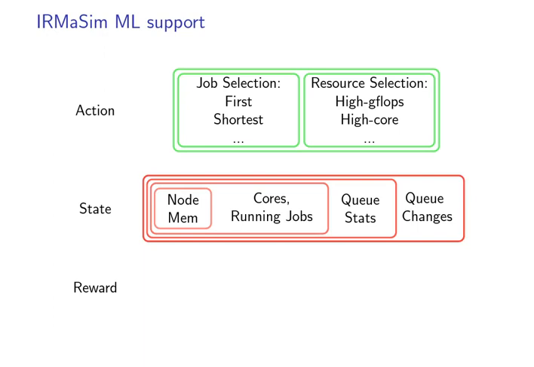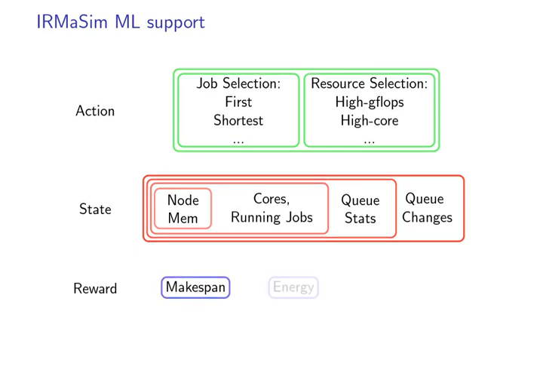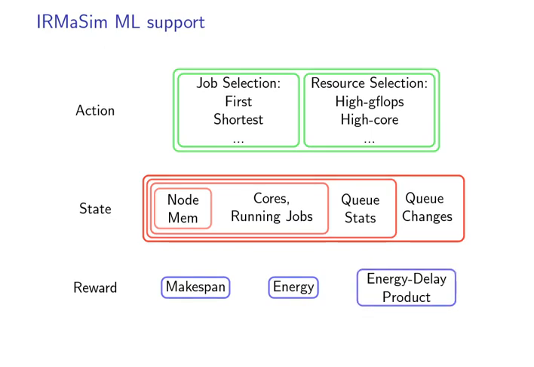The concept of reward is very useful because it allows defining what objective the agent must optimize. Thus, IRMASIM has a set of reward functions to optimize different metrics like makespan, energy consumption, or energy delay product. New reward functions can be easily added.